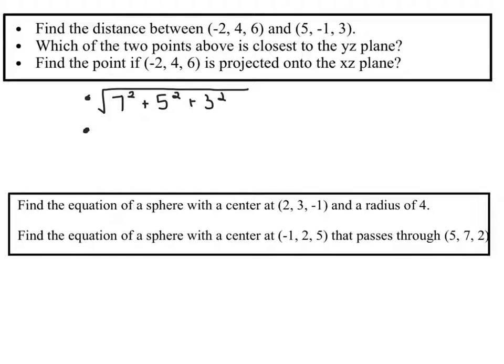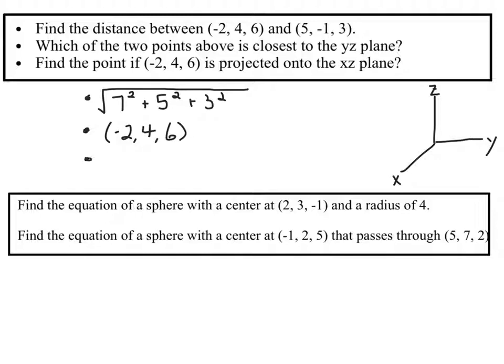Which of the points is closest to the YZ plane? Well, let's quickly draw the axes here. Remember, this is Z, this is X, and this is Y. So if I'm saying what point is closest to the YZ plane, I'm talking about this plane back here, it's the point that has the X closest to 0. So this coordinate is only 2 units away from the YZ plane, but this one is 5 units away. So closest is -2, 4, and 6.